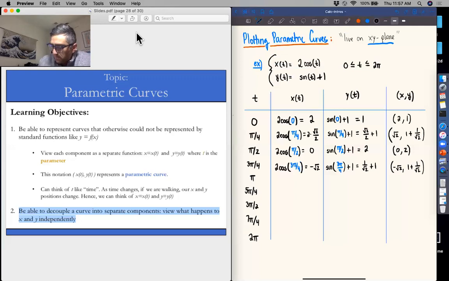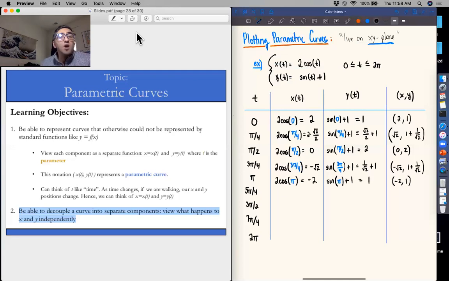All right, let's keep going with pi. So 2 times cosine of pi. Cosine of pi is a -1, which makes 2 times -1 a -2. All right, evaluating the y equation at pi, we get sine of pi plus 1. Well, sine of pi is 0, plus 1. That thing's equal to 1. So our next point that we plot will be a -2, comma 1.